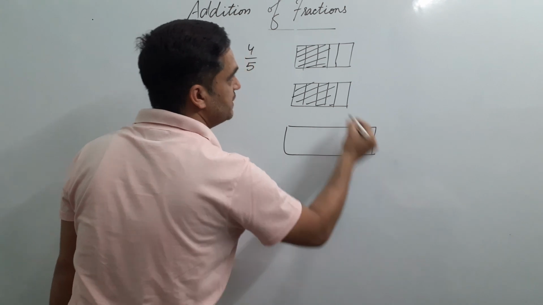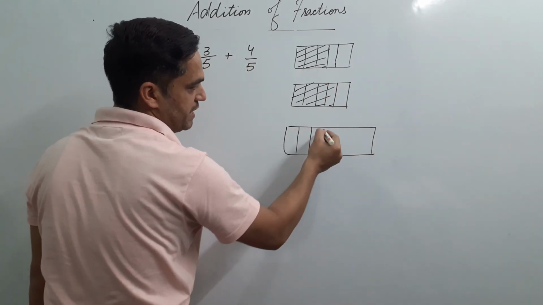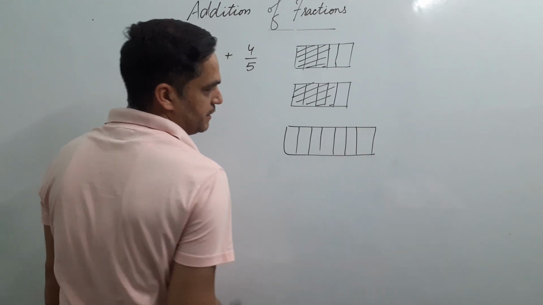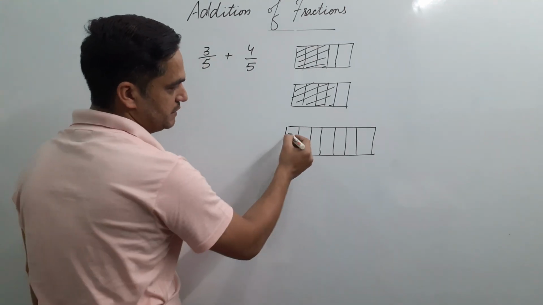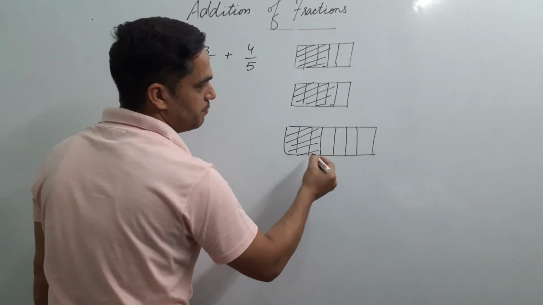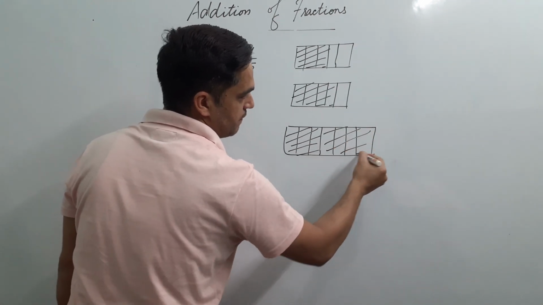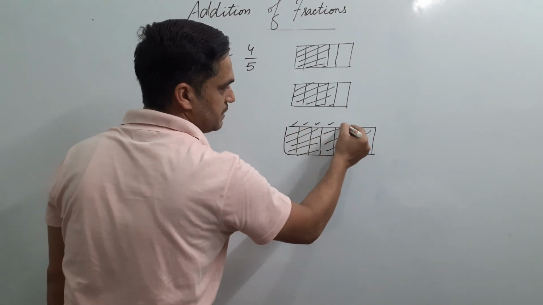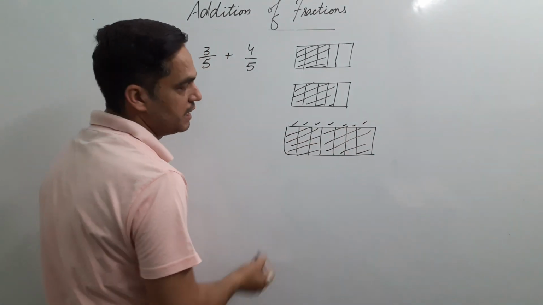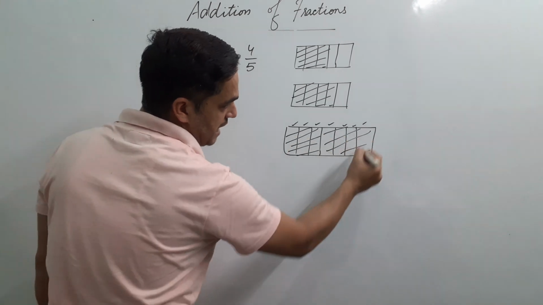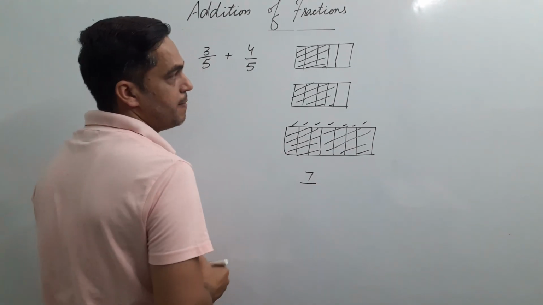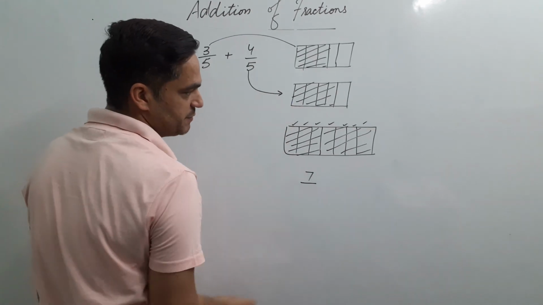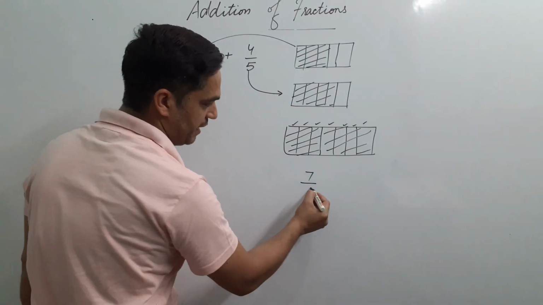Suppose you have taken these 3 parts and put it here, 4 parts from here, put it here. Now what will happen? These 3 parts plus these 4 parts, total 7 parts. This was 3 by 5, this is 4 by 5, it has become 7 upon 5.